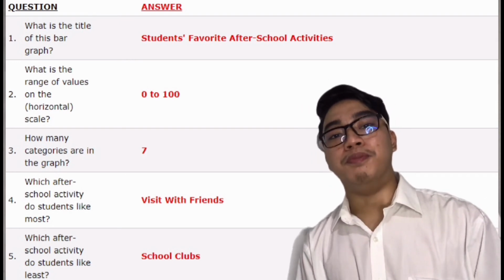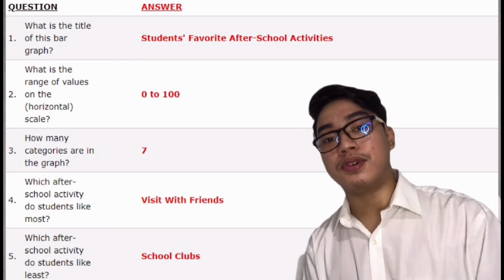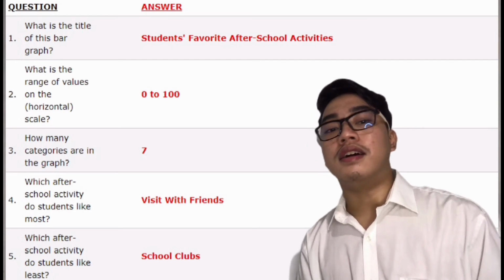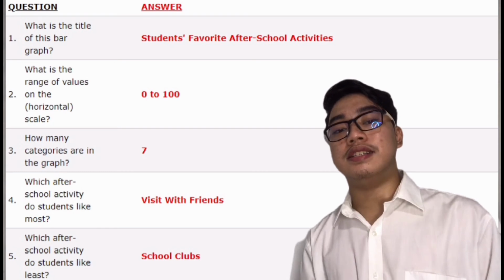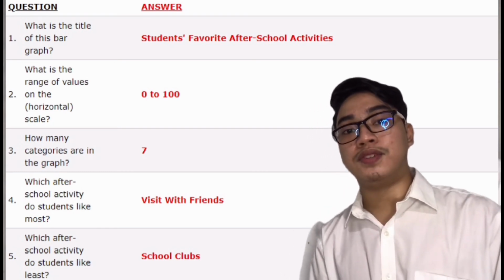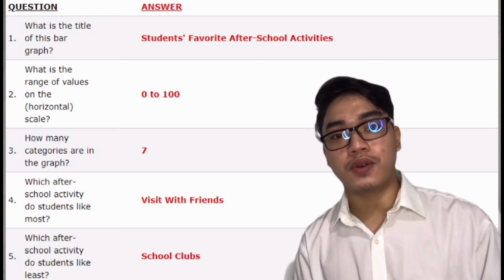Question number 2. What is the range of values on the horizontal scale? The range of values in the horizontal scale, or in the x-axis, is 0 to 100 since the number of students given is 100.